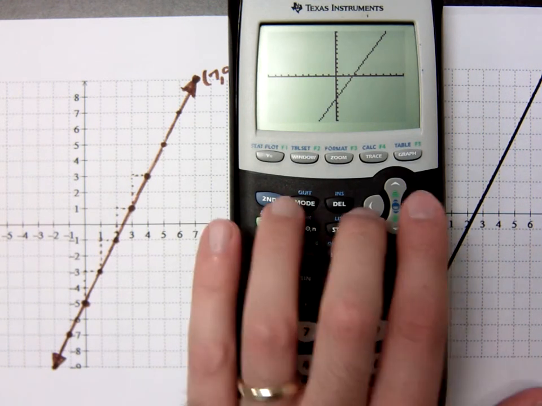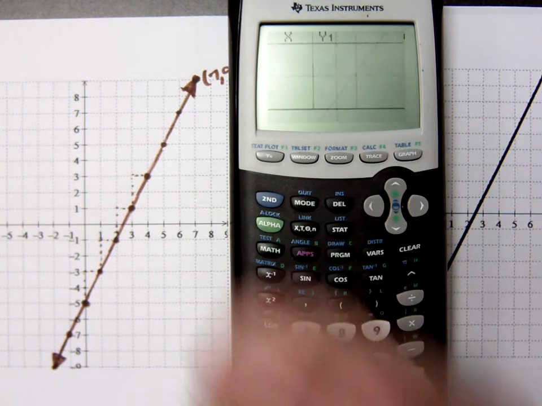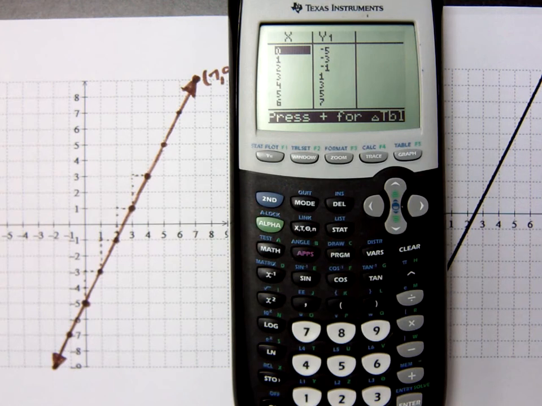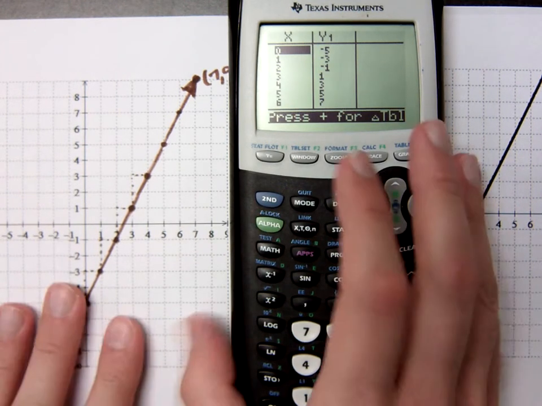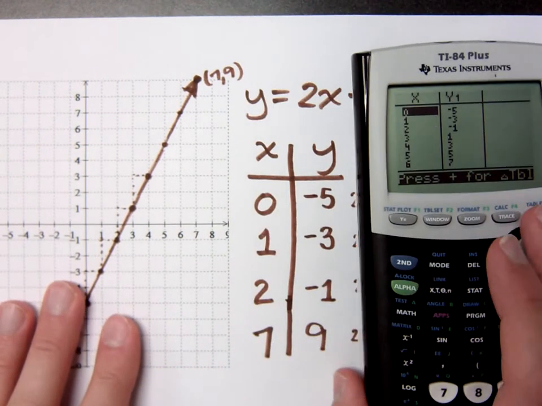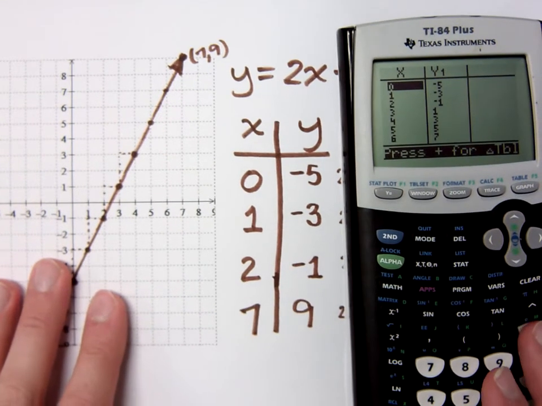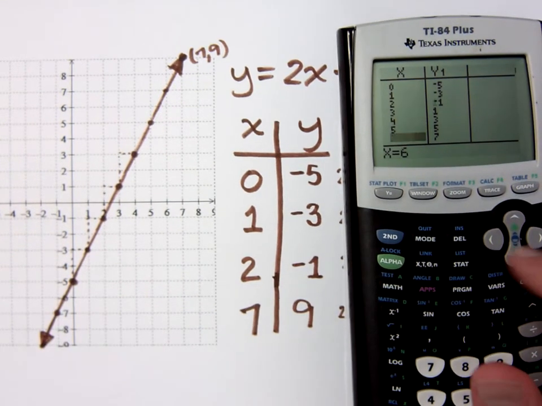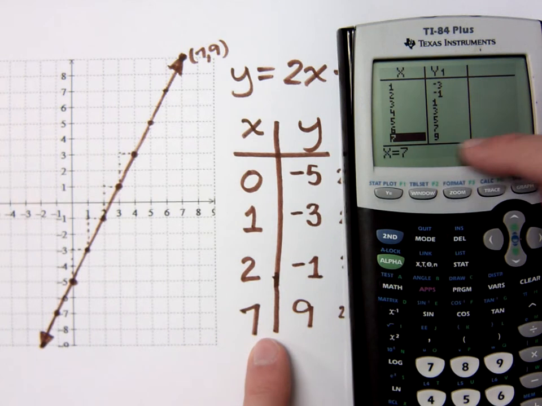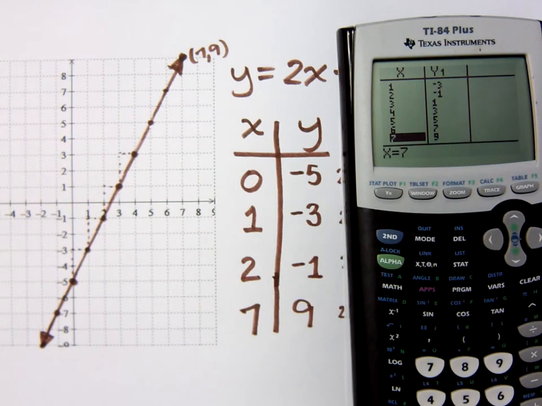Now I want to show you something about your table. If you go second graph to bring up your table, you see the same kind of points that we expected to have, right? You've got the 0, negative 5, 1, negative 3. If you go all the way down here to 7, you see you've got the ordered pair 7, 9. You guys agree with that? But you can actually populate this t-table with your own values, not just what the calculator gives you.